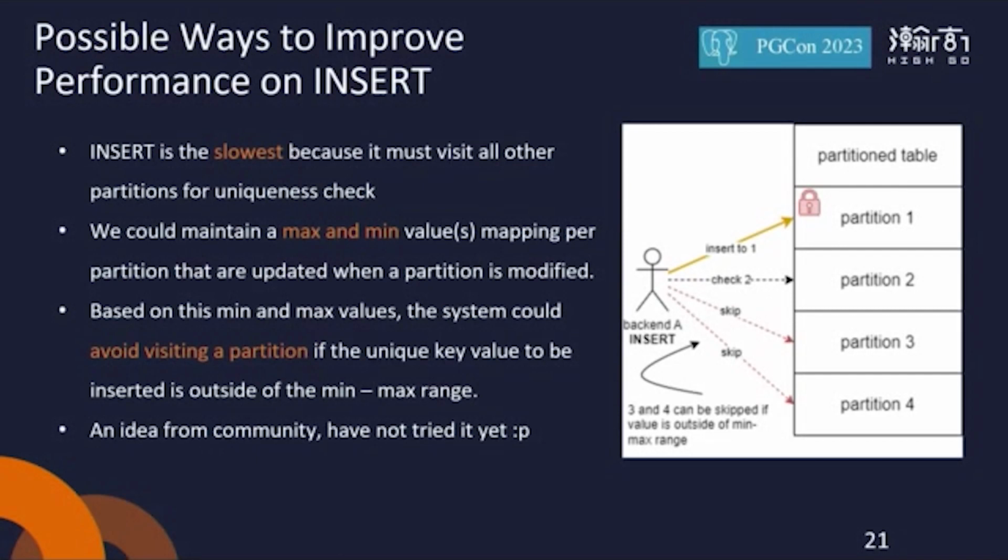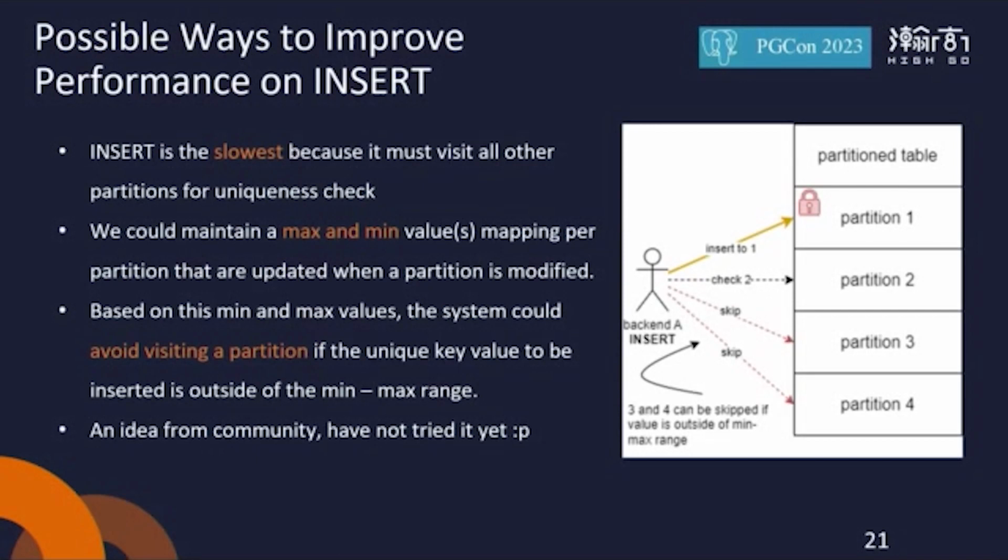We know that the partition key is used to split up the data. So he said that if we can maintain the max and min value mapping per partition for your global unique index, then you know the bounds of the other partitions, the minimum and maximum value of that global unique index key, and you know the value that you want to insert. So you can check if it's within the bound or out of bound.